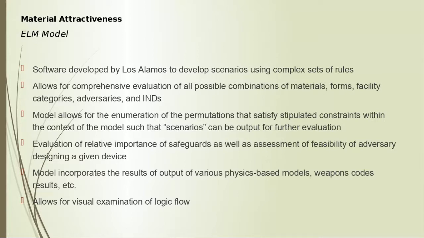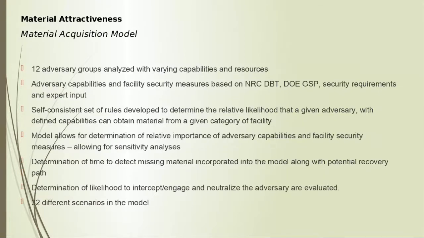Evaluation of relative importance of safeguards and security measures, as well as assessment of feasibility of the adversary designing a given device. And the model incorporated the results of the output of various physics-based models, weapons codes, and other results. It also allowed visual examination of logic flow. So the acquisition model was basically designed to look at 12 different groups of adversaries with varying capabilities and resources. The adversary capabilities and facility security measures were based on NRC DBT, the DOE Graded Security Program, and security requirements and expert input. And so we went through and used these different adversary groups and looked at a variety of facilities that needed to be considered. And we developed 32 different scenarios for each model and how the adversary might actually acquire the material.